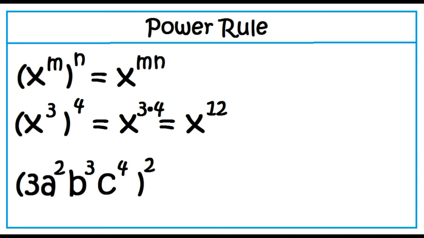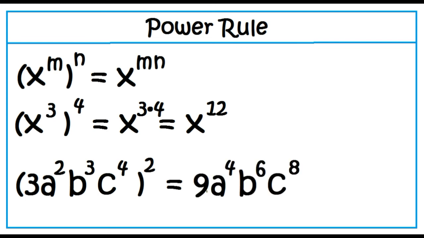Another example: the square of the quantity 3a^2 b^3 c^4 is just equal to 9a^4 b^6 c^8.